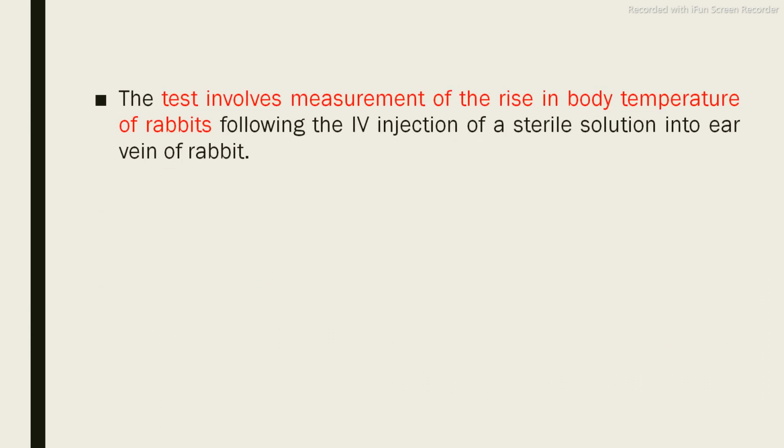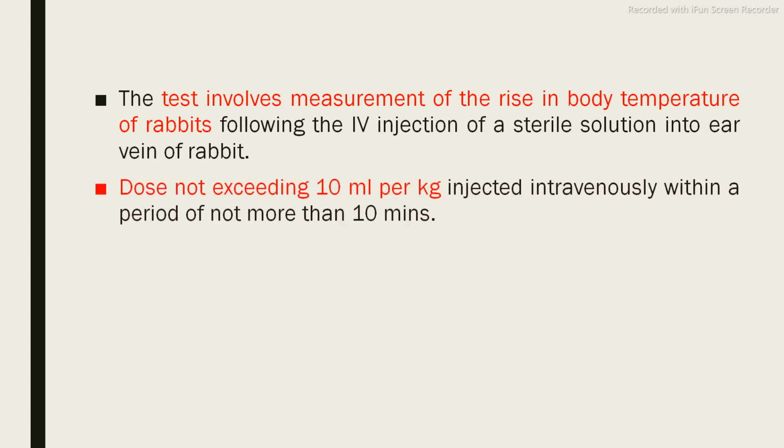The test involves the measurement of rise in body temperature of a rabbit. This pyrogen test is mainly performed using rabbits, following the IV injection of sterile solution into the ear vein of the rabbit. We inject the parenteral preparation into the vein and then check whether there is any rise in body temperature of the rabbit or not. How much dose do we administer? Not exceeding 10 ml per kg.